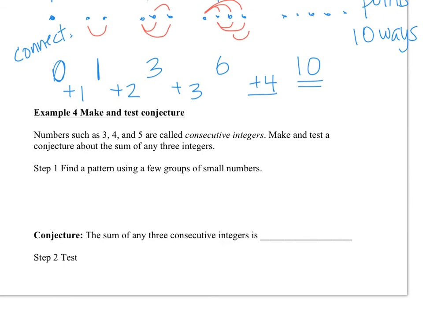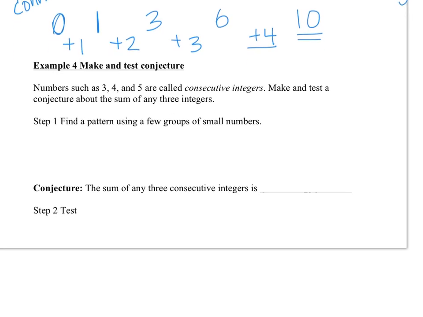So numbers such as 3, 4, and 5 are called consecutive integers, okay, when it goes one right after the other in order. Make and test a conjecture about the sum of any 3 integers. Find a pattern using a few groups of small numbers. So it actually doesn't say consecutive; it says any 3 integers. I think it's supposed to say any 3 consecutive integers.